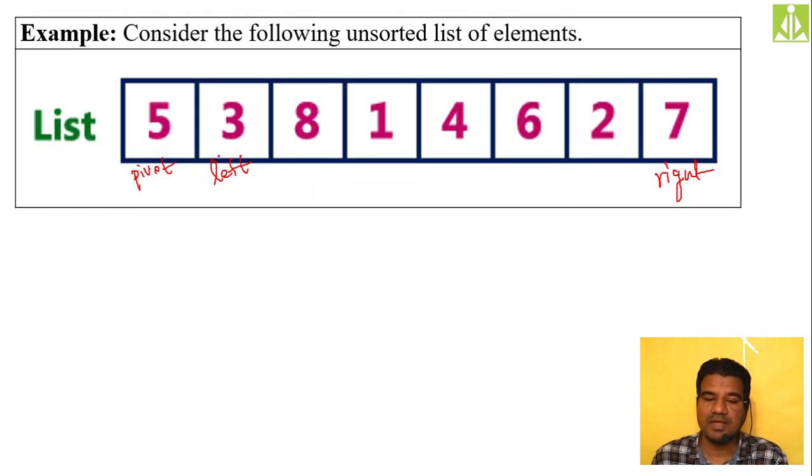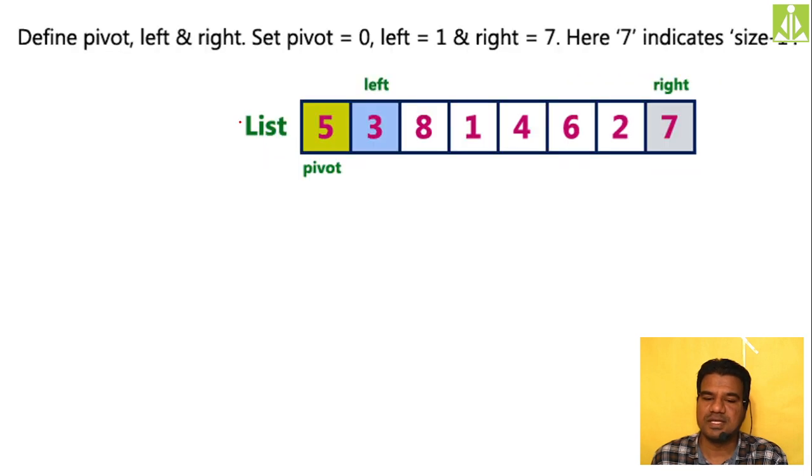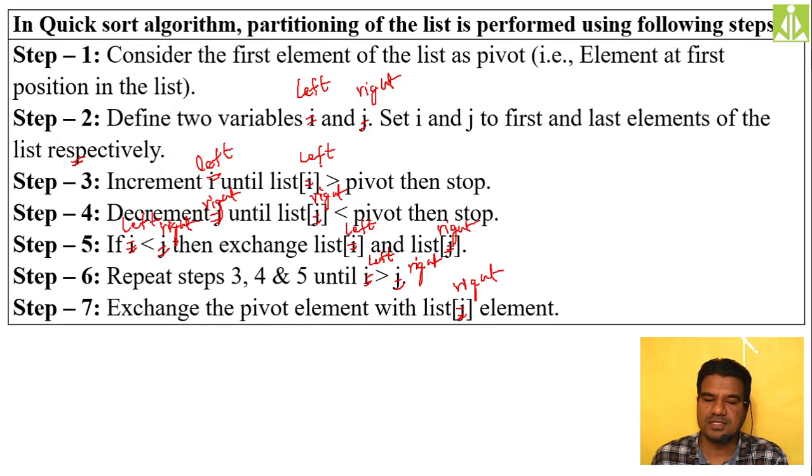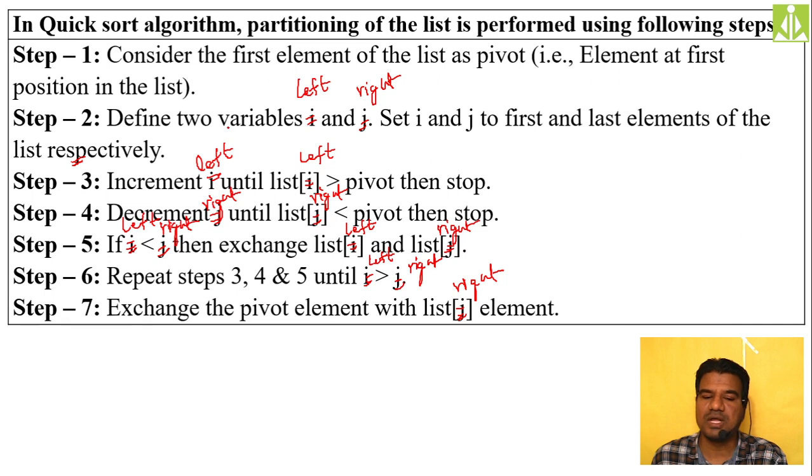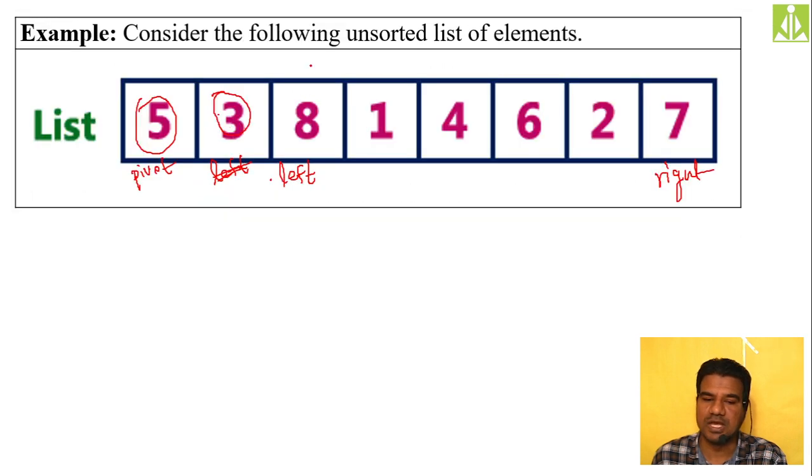Over here list of left is 3. When we compare this 3 with the pivot 5, we find that it is lesser. So if list of left is lesser, we have to increment left. Left will come over here. Again you do the comparison of list of left with pivot. Here we found that list of left is greater, so we stop here.